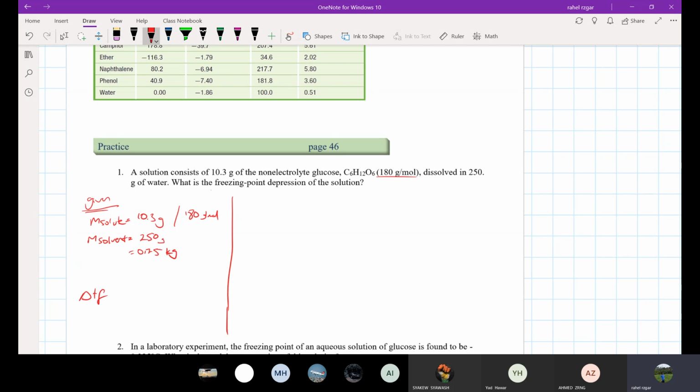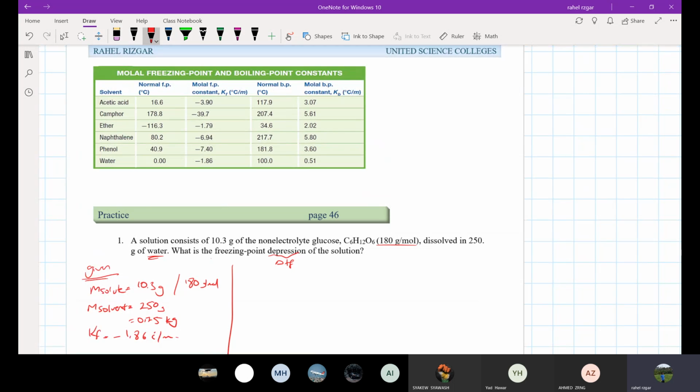Let's find delta T. Since it says depression, it is delta T. Of course, you have memorized Kf. Kf is minus 1.86 Celsius per molal. Why? Because it's water. If you look at this table, on the left side, it's all the freezing points and the Kf of different substances. You don't have to memorize. You just use it if there is a question in the chapter review or in these questions. You are going to use that table. But in the ministry exam, don't worry, everything will be given, except for water, which might not be given, so you have to memorize.